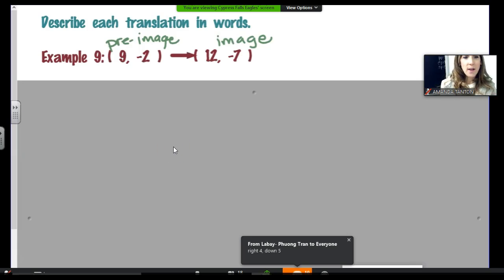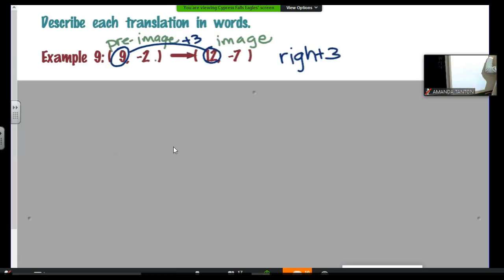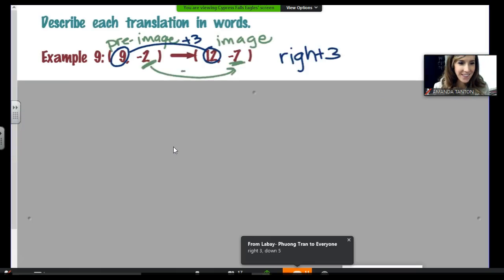This one's a little bit harder. You have to do the distance again, the number line distance. Where did you go if you went from 9 to 12? Well, you went right because this is the x's. You went plus 3, so that translates to right 3. Then you went from -2 to -7. So you went backwards 5. So that translates to down 5. Easy stuff? Easy stuff. Okay, try this one.